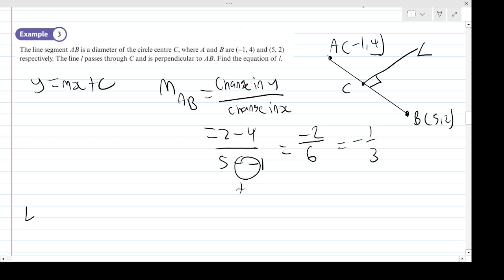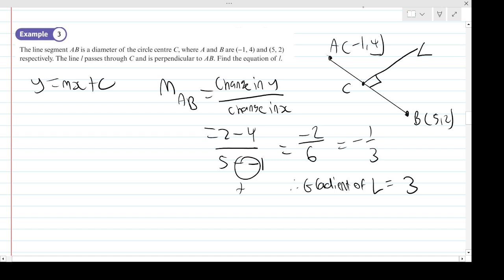So that means that therefore the gradient of L is going to be the negative reciprocal, because 2 lines are perpendicular if their gradients are negative reciprocals of one another. So let's do the negative of this. Well, negative of negative a third is positive, because again we get 2 negatives. Then we do the reciprocal. So 1 over 3 flips to 3 over 1. So that's just 3. Okay, so we get positive 3 as our gradient there.